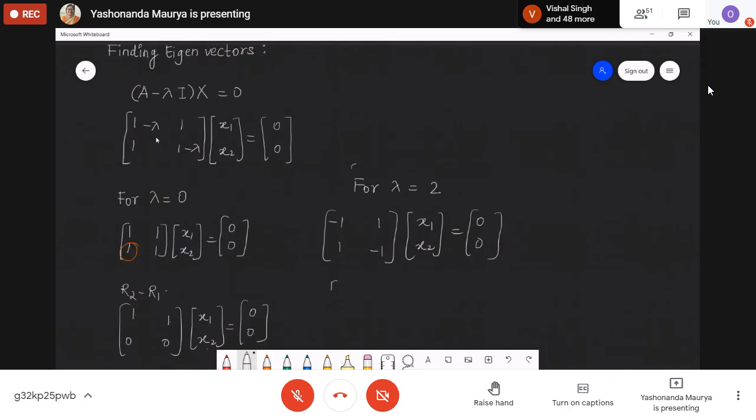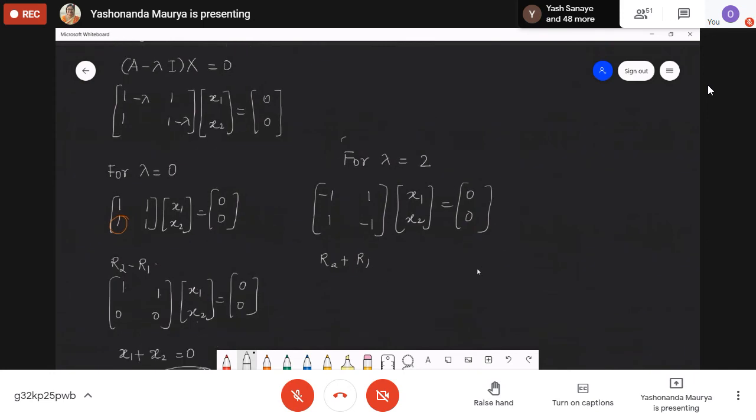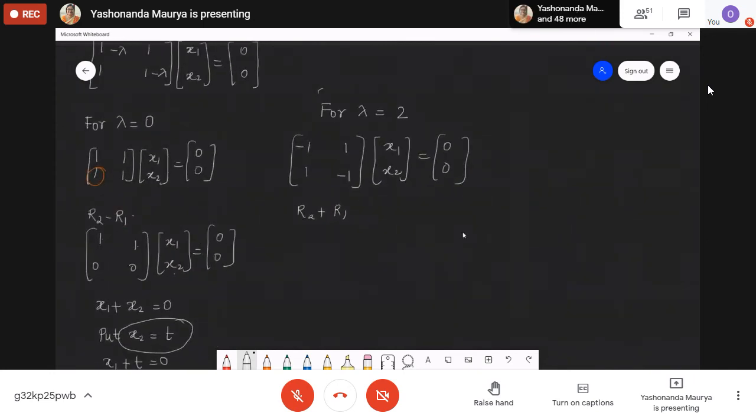Again, which operation will be helpful over here? I want to make this 0. So I'll use this number, so it will be R2 plus R1. It will be minus 1, 1, 0, 0, times x1, x2, equals 0, 0. Write the equations now. Again, initialize one of the variables.